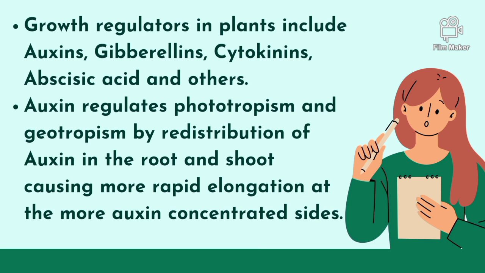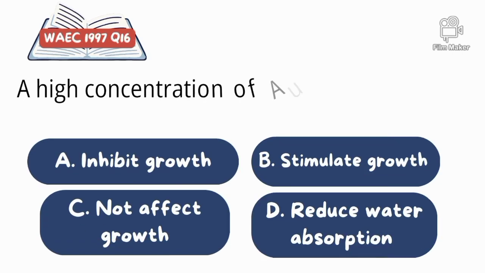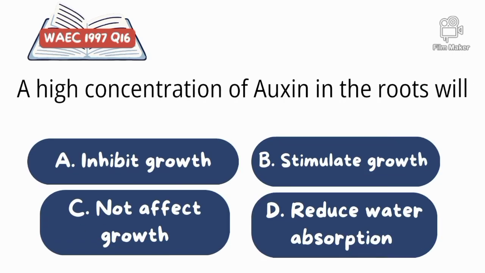Now let's find out how much we have learned by answering questions from past WAEC. The first question we'll look at is question 16 from 1997, and it says, a high concentration of auxin in the root will A. inhibit growth, B. stimulate growth, C. not affect growth, and D. reduce water absorption. Think about the answer.